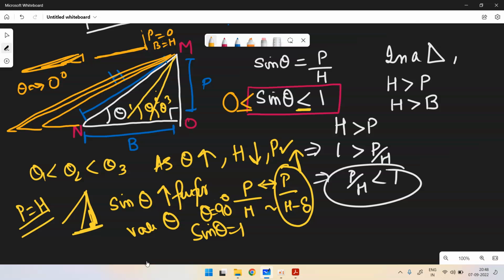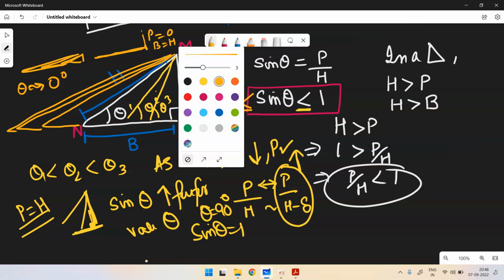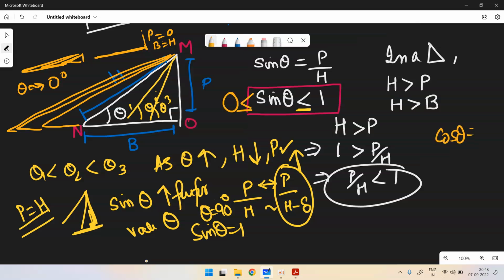Similarly, if I calculate the value of cos theta, cos theta is nothing but base by hypotenuse. Now if you see from here, if I increase my theta, this base will decrease. If theta increases, that is if I reach here, then the base will be decreased by some value delta, but also the hypotenuse will decrease.